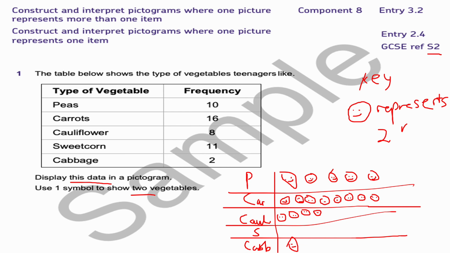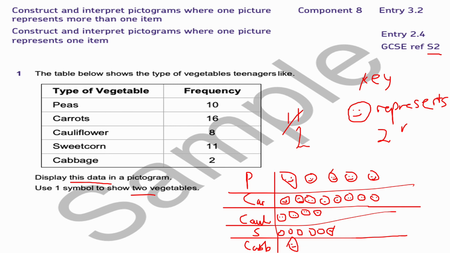Okay, sweet corn is going to be 11. Now, 11 divided by 2 gives me 5.5. So I'll have 5 full circles, and then I'll have a semicircle, won't I? Because half of 2 is equal to 1. So I'll have a semicircle, something like that, which is going to have just 1 eye on there, okay?